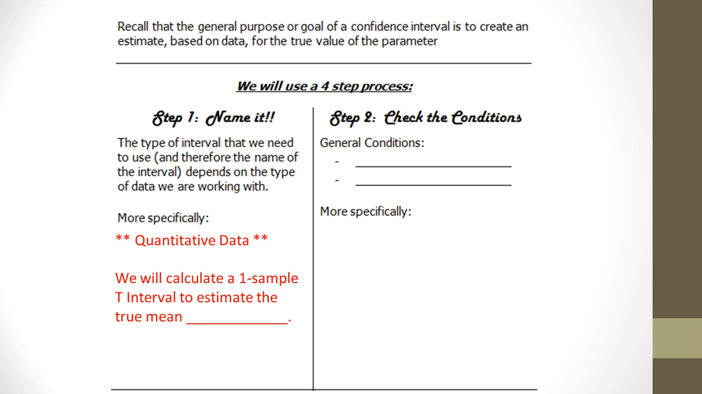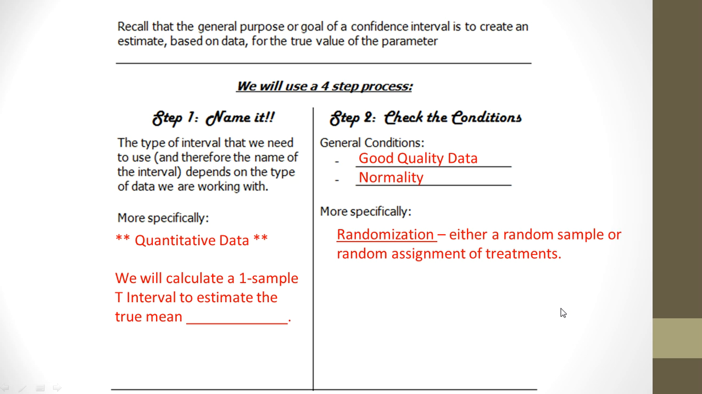Step number two stays roughly the same with the same general conditions of needing good quality data and normality. More specifically, good quality data means that we need randomization, either a random sample or random assignment of treatments. With normality, we have some choices. Because it's quantitative data, it's not going to be quite the same as it was for categorical data. So one of the following must be met.